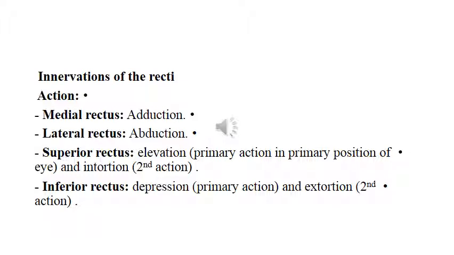How about the secondary action of each one of them? For superior rectus, it's intorsion. For inferior rectus, it's extorsion. These are secondary actions. The primary actions are only elevation and depression. If we want to test the secondary action of these muscles, we have to adduct the eye. If we want to test for elevation and depression, we have to abduct the eye. This is important.